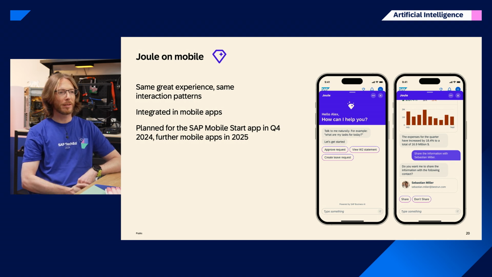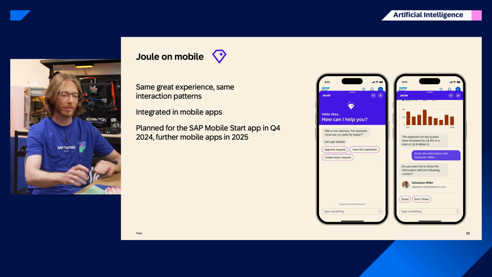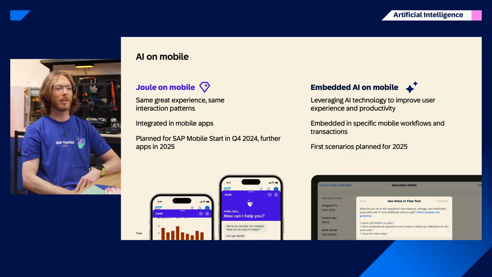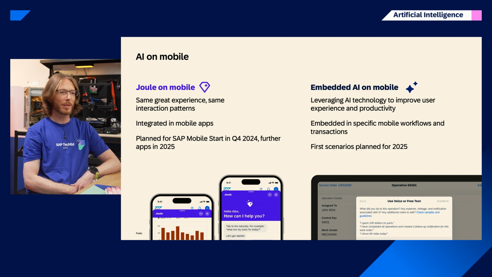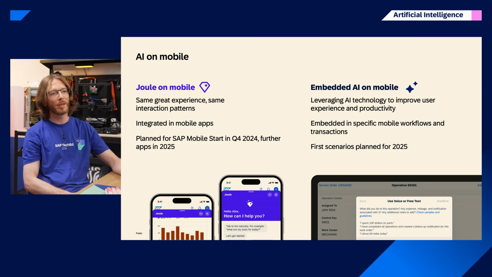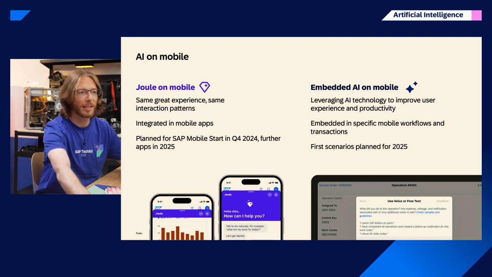I reiterate them because we now also have Joule not only on desktop, but we can also ensure a great experience seamlessly from your devices. So you will get Android and iOS support, and for SAP Mobile Start, you will see that already happening this quarter, and for other apps, they will follow as soon as possible in 2025.